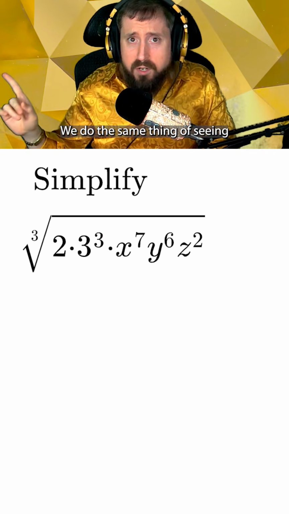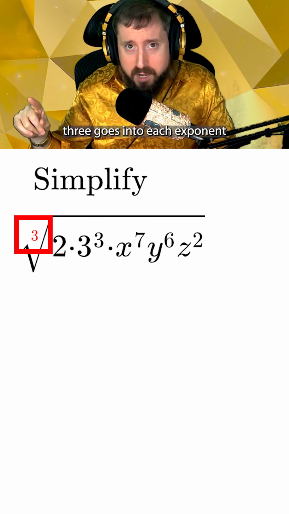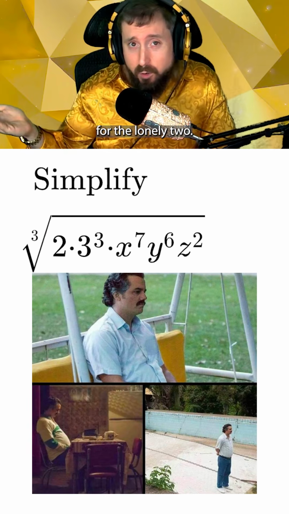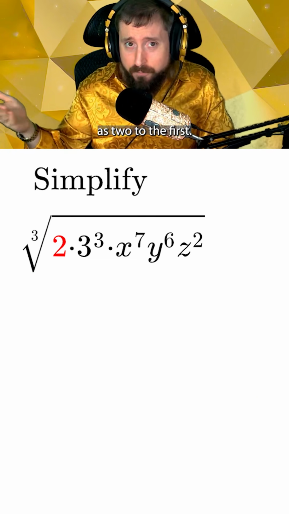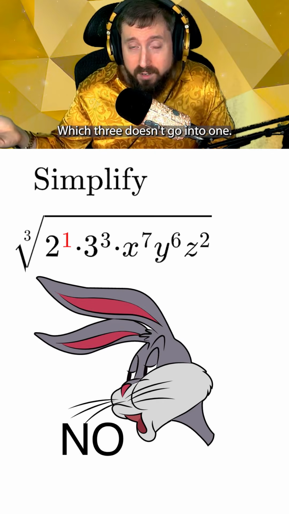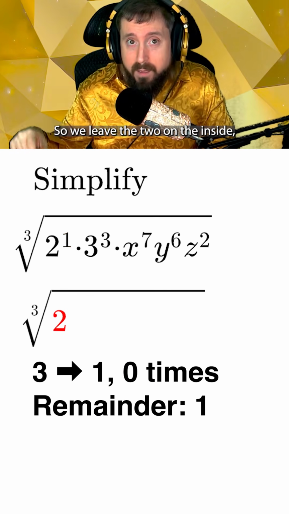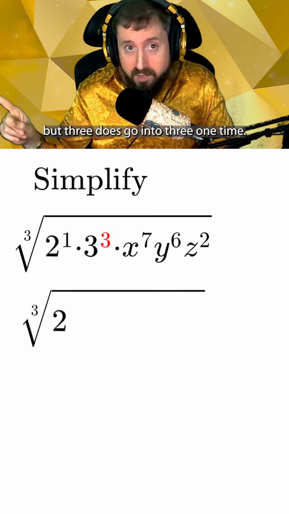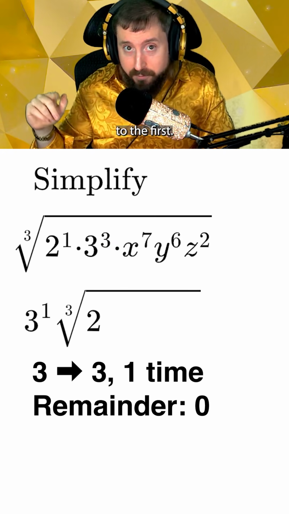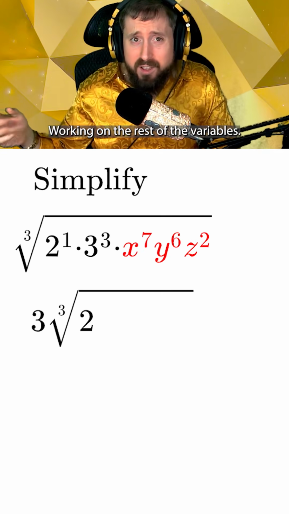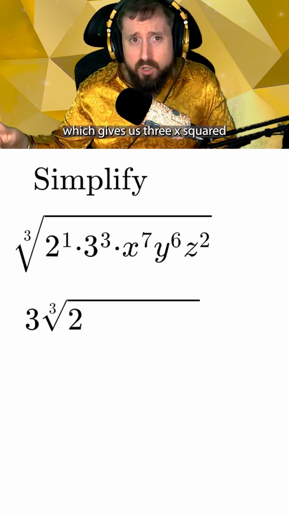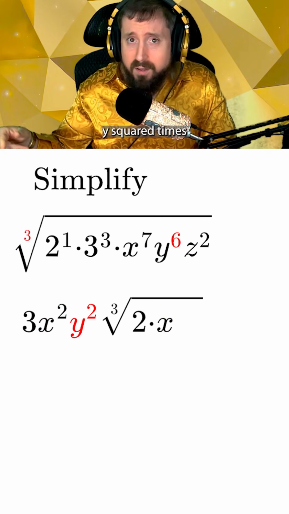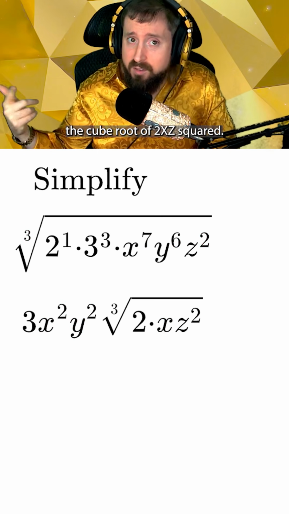Moving on, we do the same thing of seeing how many times 3 goes into each exponent. For the lonely 2, that's the same thing as 2 to the 1st, which 3 doesn't go into 1, so we leave the 2 on the inside. But 3 does go into 3 1 time, so now we can pull out a 3 to the 1st. Working on the rest of the variables, this is the same as the last example, which gives us 3x squared y squared times the cubed root of 2x z squared.